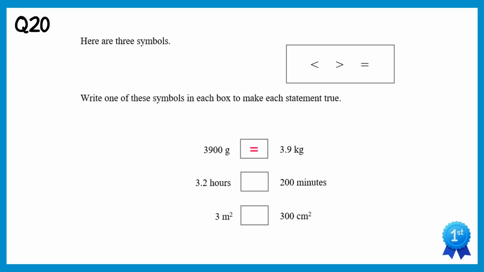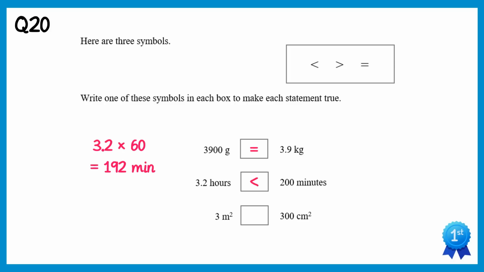For the second one, we probably want to convert the hours into minutes. Since there are 60 minutes in 1 hour, we can do 3.2 hours times 60, which gets you 192 minutes. This is less than 200 minutes, so we want a less than sign.